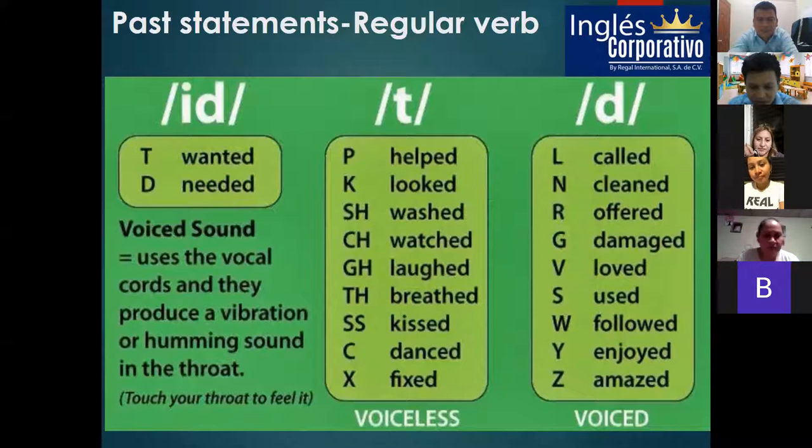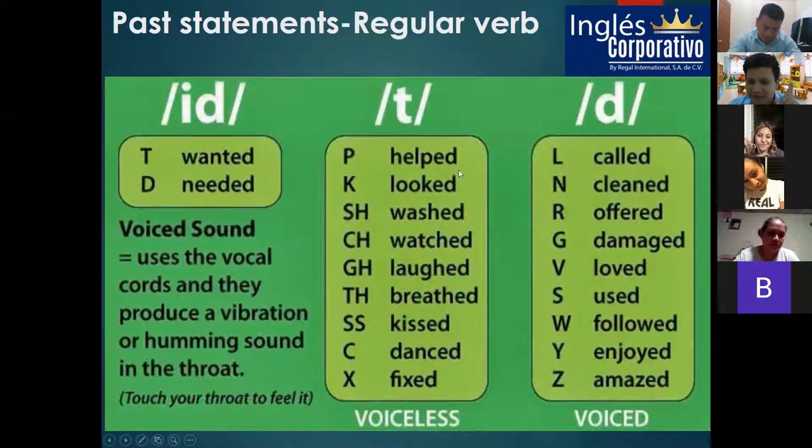Okay, yeah. Then we have fix. Fix. La T. Okay, no fit. Fit. Primero la X. Fix. Okay, yeah. Okay, very good.